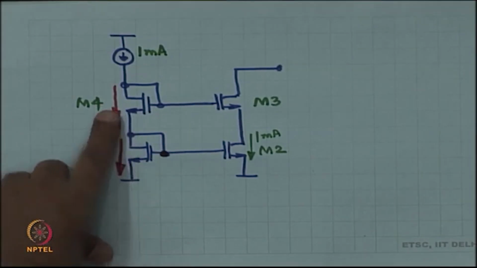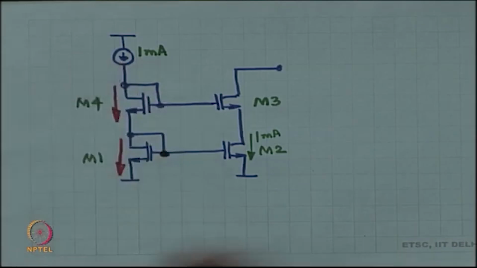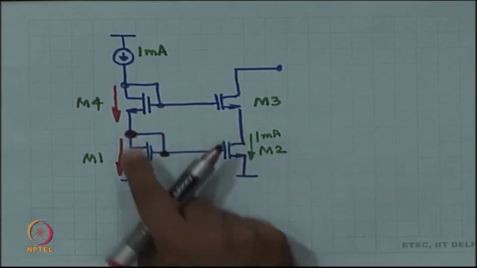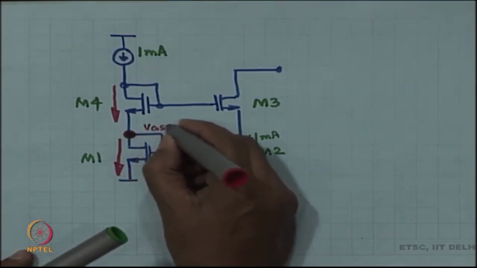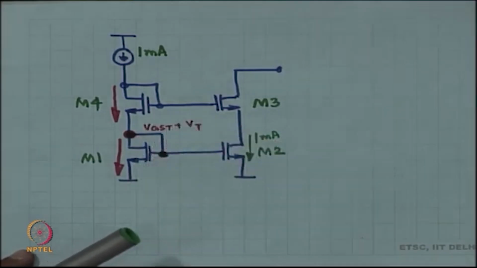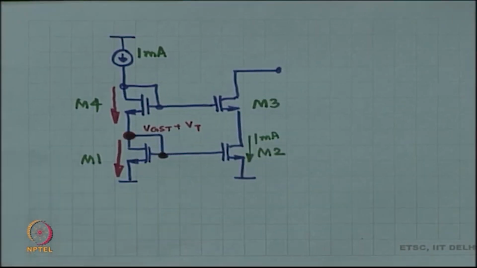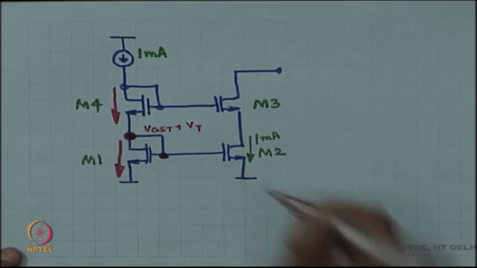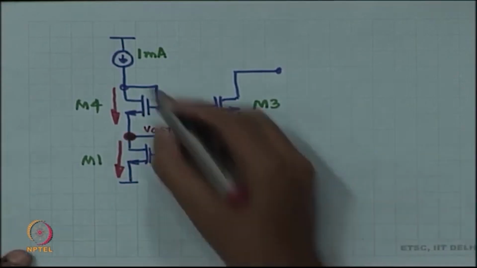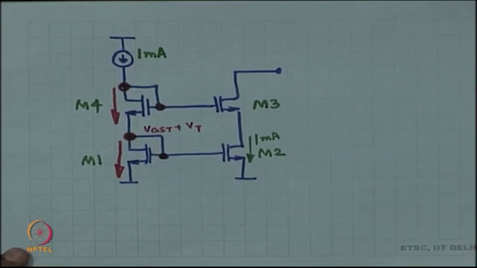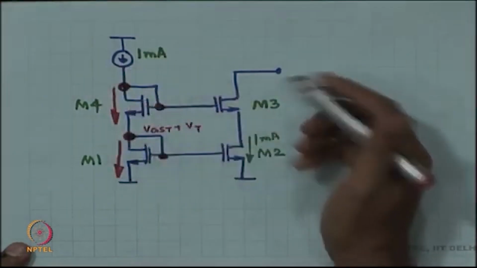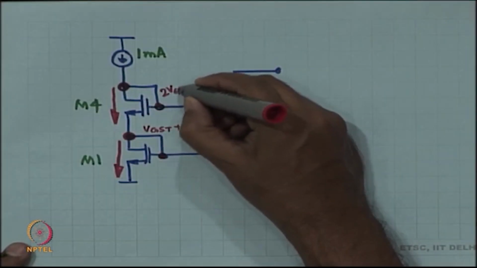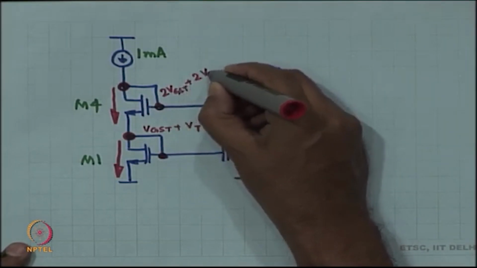What about M4? What is this voltage at? This voltage is at VGST plus VT. Okay. Now, let us assume all devices have the same VGST and the same VT, in which case what is the voltage here at the gate and drain of M4? This is a diode, this is also a diode. So, the same diode drop is going to come across M4. So, this is going to be 2 VGST plus 2 times VT.